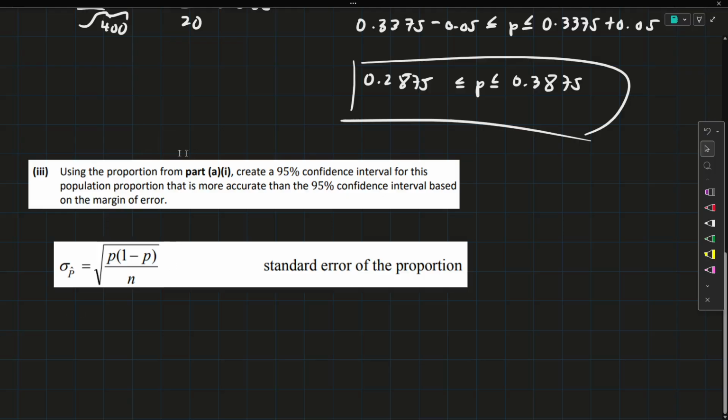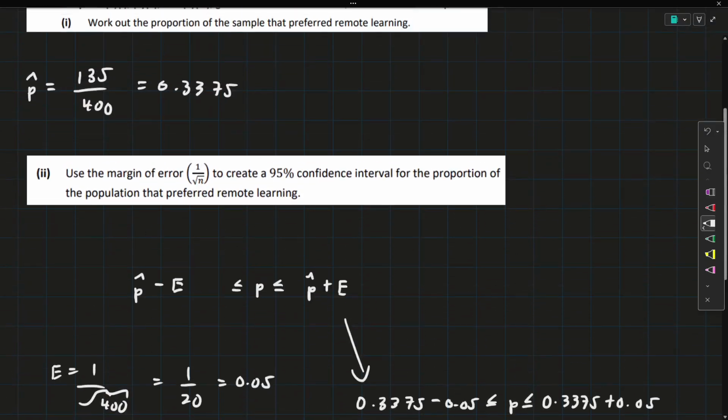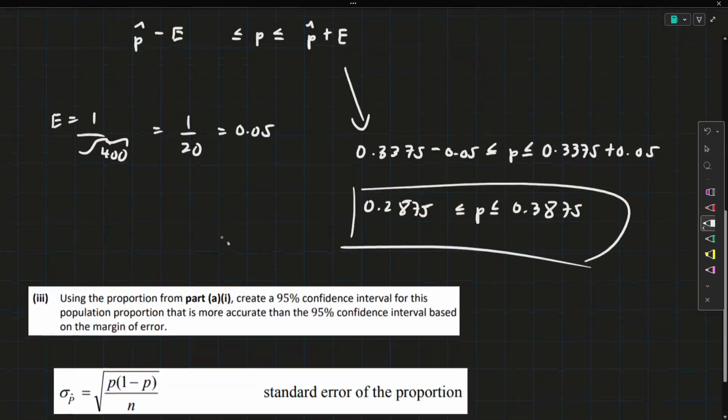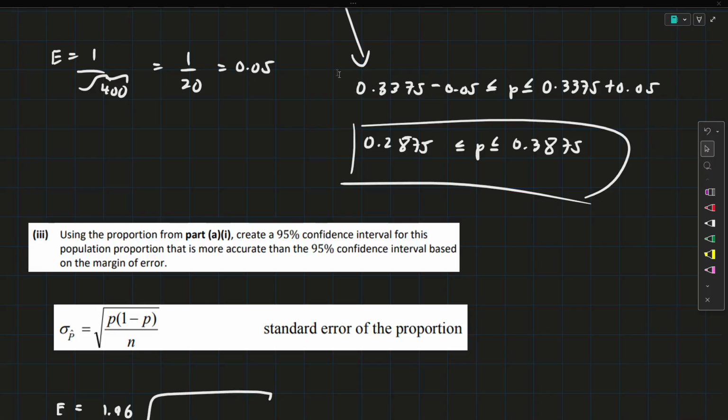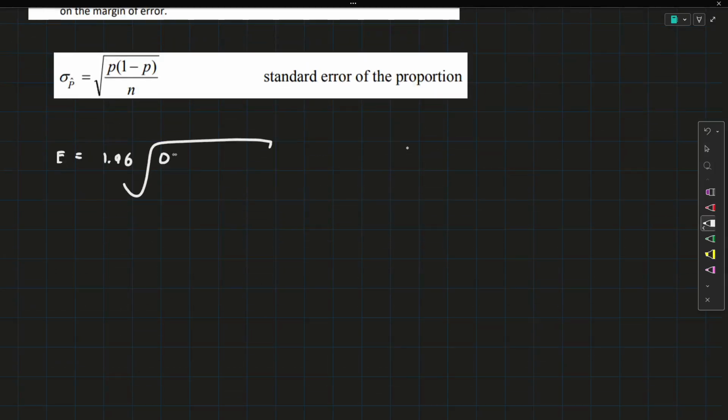Then we're told to make a more accurate 95% confidence interval, so we can use the actual formula. The previous one is just an approximation, and you can see where that comes from, why it's an approximation. But this is our more accurate one. For this one, our error is going to be 1.96 multiplied by this, because this is how many standard deviations there are. So with our proportion 0.3375, we have 0.3375 times 1 minus 0.3375, all divided by n, which was 400, and you can just get a number on that.